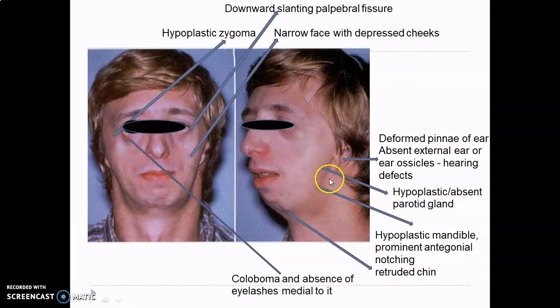And there is hypoplasia or absence of parotid gland. And there will be hypoplastic mandible with prominent antegonial notching and a protruded chin.